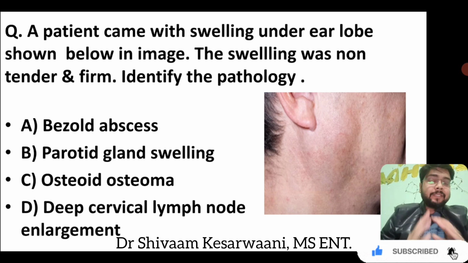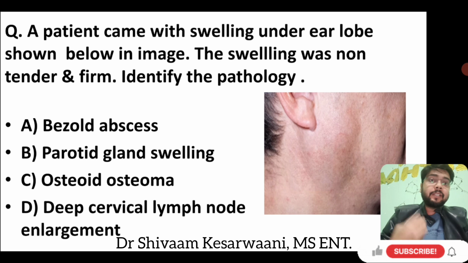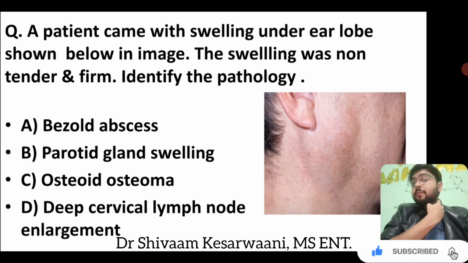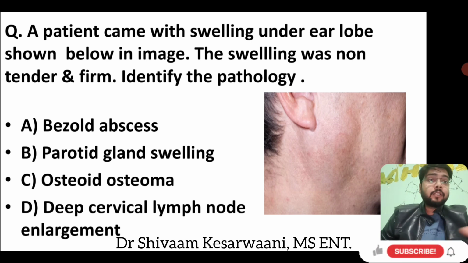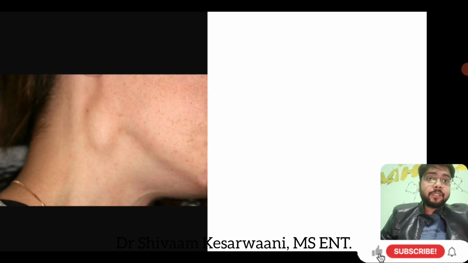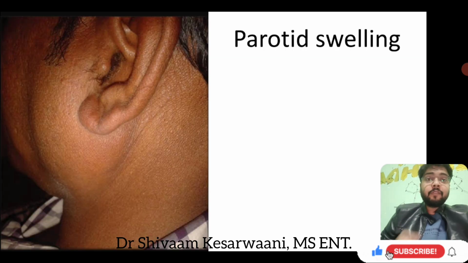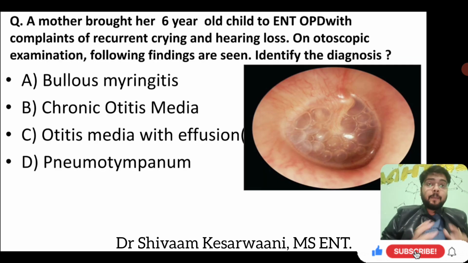So always read the question and rule out the best option. It could have been a deep cervical lymph node, but depending upon the location and non-tenderness, it is not. It could have been the Bezold abscess, but again it is non-tender and the location would be near the SCM. Why not osteoid osteoma? Because it's a bony tumor, it will be hard. So you have to find the best option among all of them. If you do the spot diagnosis, it is parotid swelling.